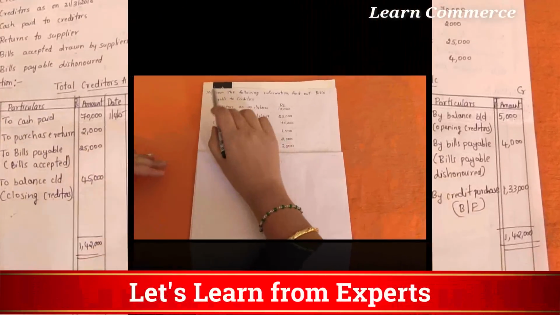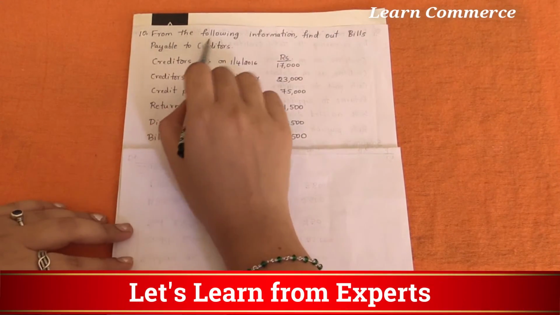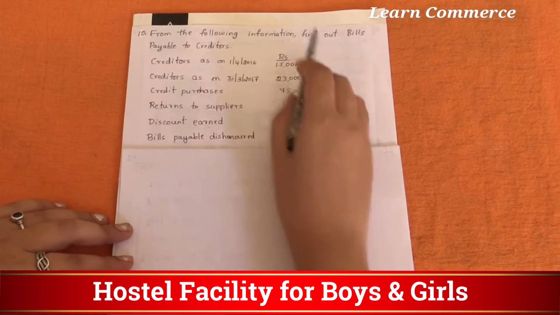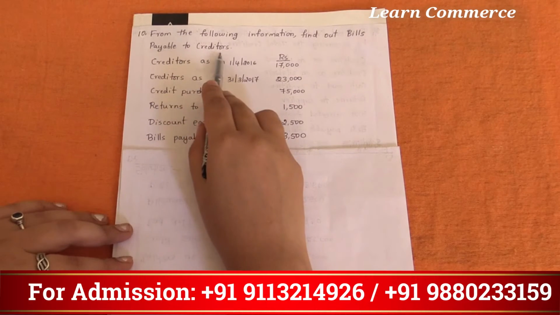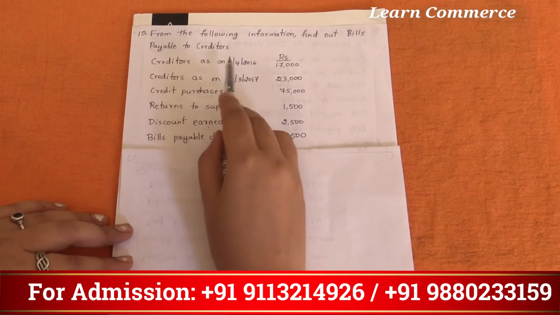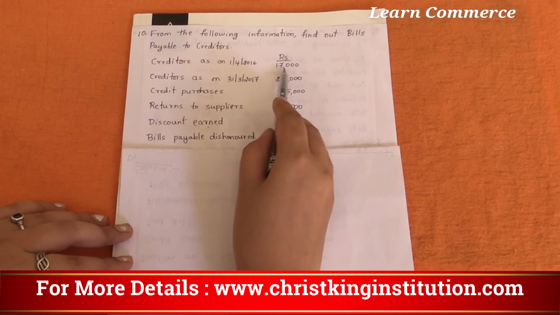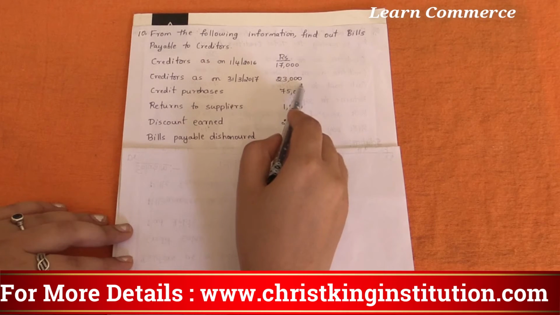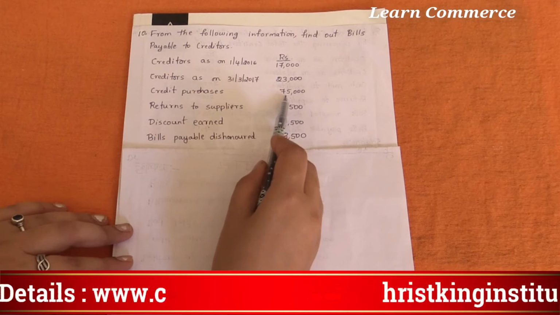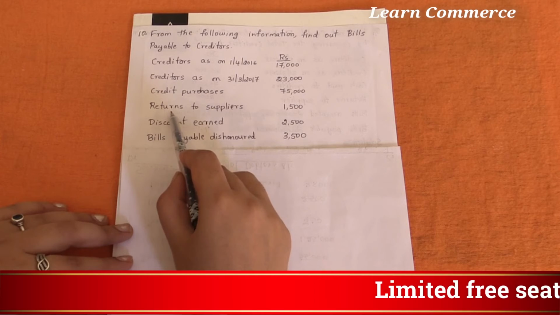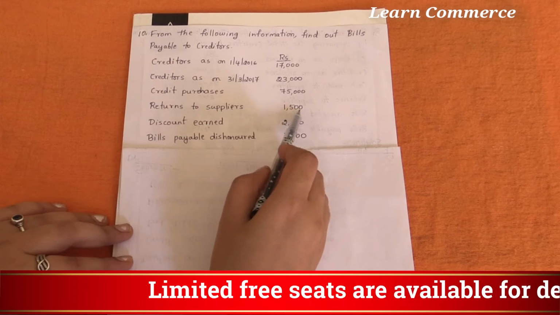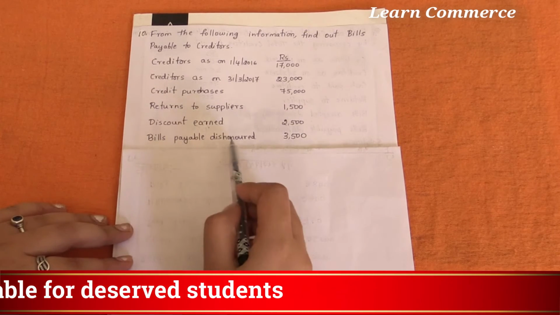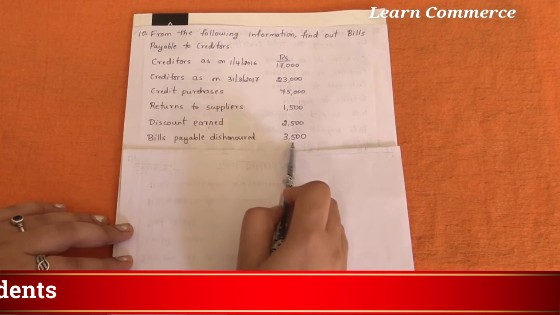This is the solution. Next, the 10th problem: from the following information, find out bills payable to creditors. Creditors as on 1st April 2016 17,000, creditors as on 31st March 2017 23,000, credit purchases 75,000, returns to suppliers 1,500, discount earned 2,500, bills payable dishonored 3,500.